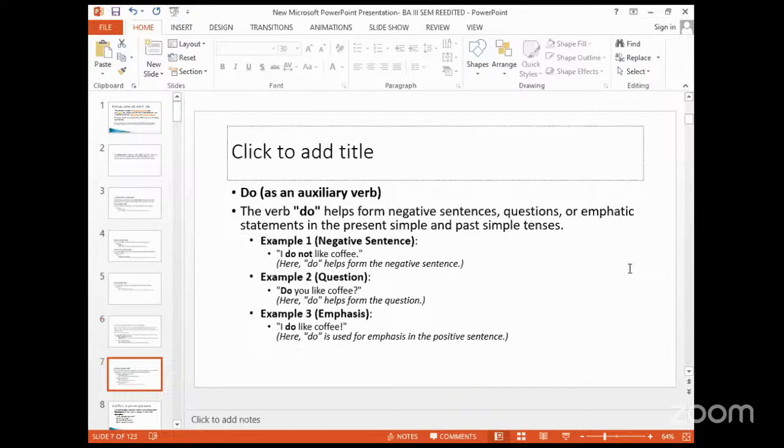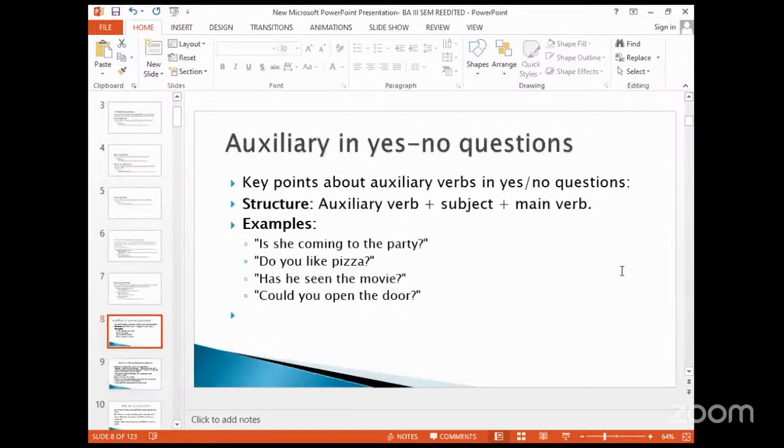Now do as an auxiliary verb. The verb do helps form negative sentences, questions, or emphatic statements in the present simple and past simple tenses. For example, in terms of a negative sentence, I do not like coffee. Here, do helps form the negative sentence. Second, if it's a question, do you like coffee? Here, do helps form the question. And emphasis, I do like coffee. Now, do here emphasizes the positive sentence. Right.